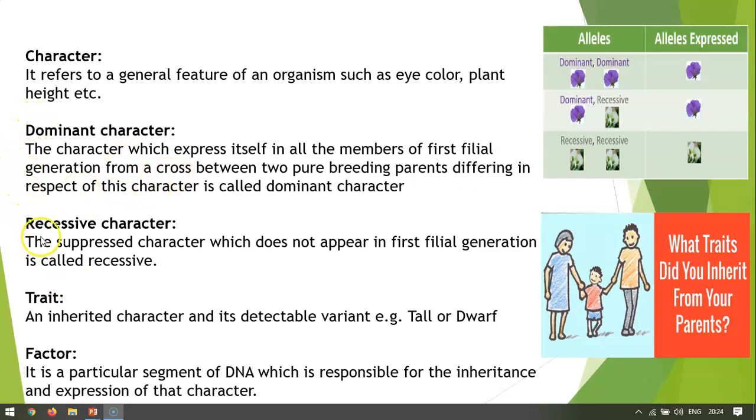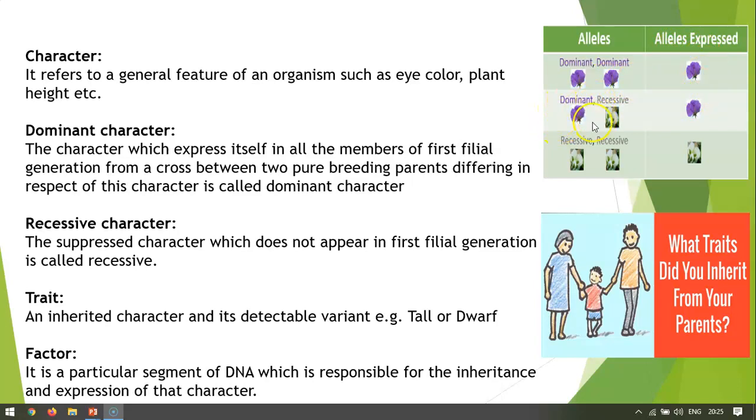Let's have a look at the recessive character. The suppressed character which does not appear in the first filial generation is called as recessive character. Have a look at this picture here. We have two dominant parents, that is, here we are considering the color of the flower. A purple male flower and a purple female flower. So the allele that is going to be expressed is going to be purple.